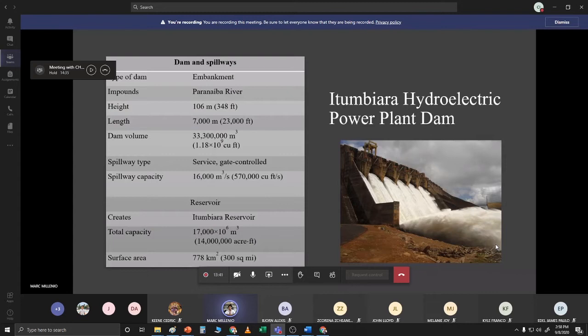And for the reservoir, the name is Itumbiara Reservoir. The total capacity is 17,000 cubic meters and the surface area is 778 square kilometers.